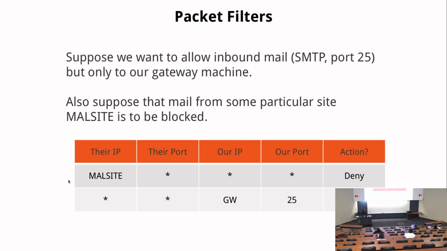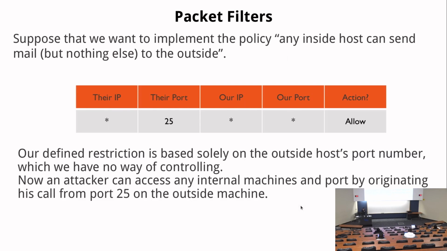The first rule is, as long as the source IP is malsite, no matter what other fields it has, we just delete this packet. We just discard this packet. For packets that are not from this site, then we will say if the destination is our gateway server and the port number is 25, only if that, we will allow that. If it's not our gateway server, even if it has port number 25, we will also deny that packet.